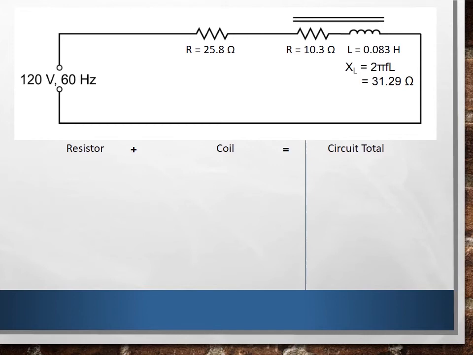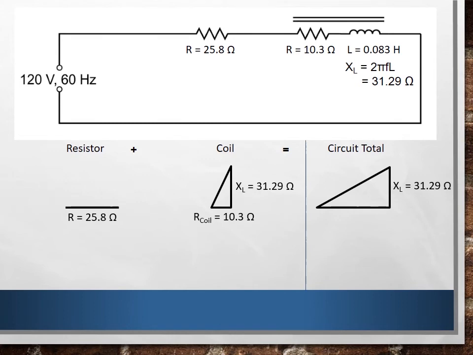I want to create different columns for each one of my devices. So I'm going to have a column for my resistor, another column for my coil, and a third column for my circuit total. That way I can keep everything nicely organized and I can see whatever I want. Once I have my columns organized, I want to draw my triangles that represent what the different components are as well. These triangles represent not only my impedance triangles, but also my power triangles, and will also reflect what's happening with my phasors.